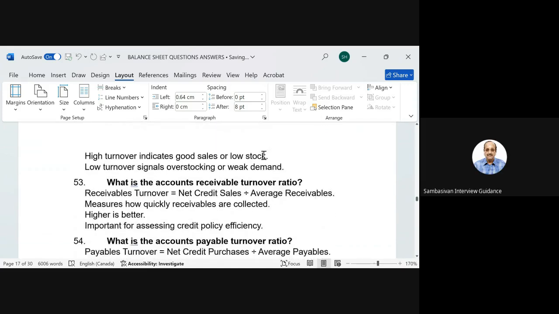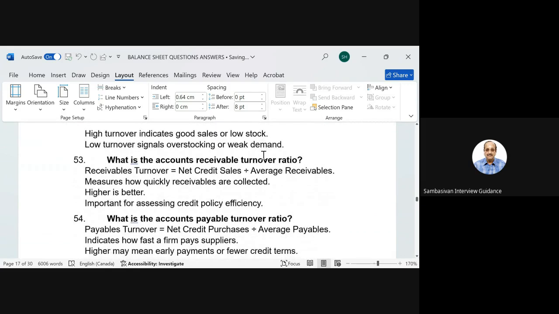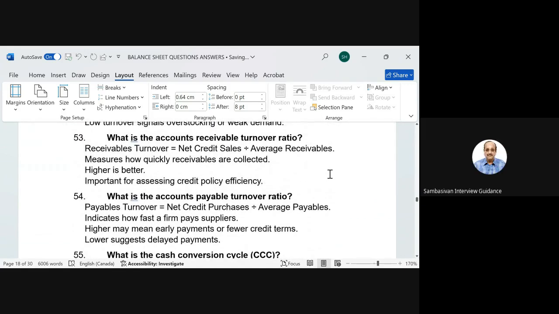Good, good. Now 53. What is the account receivable turnover ratio? Now, receivable turnover.